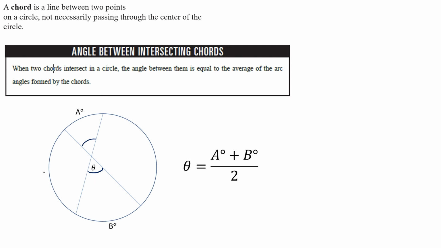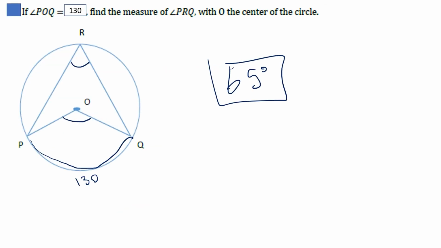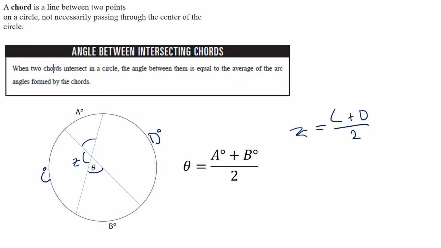If you were given some C and D here in degrees, then this angle, which we can call Z, it doesn't matter, would equal C plus D over 2. It's just the average. So inscribed angles are double in arc length. The angle in the middle of two chords is exactly the average of the two arc lengths. And we'll do this problem here with that.